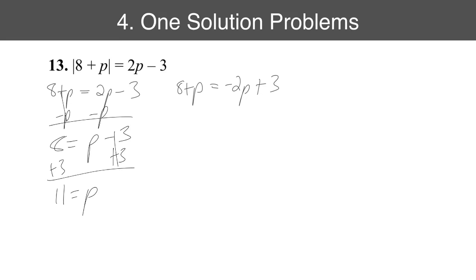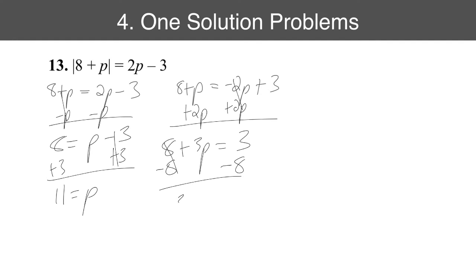On the second one, again, I need to get all my p's together, so I'm going to add the 2p over this time, because that'll make my math a little bit easier. And I have 8 plus, and then p plus 2p would be 3p, equal to 3. Now I subtract the 8 over, and I get 3p equals, and 3 minus 8 would be negative 5. And then finally I divide by 3. And I have p equals negative 5 divided by 3, you can just leave it as negative 5/3 because it's a repeating decimal. So there's your two possible answers.